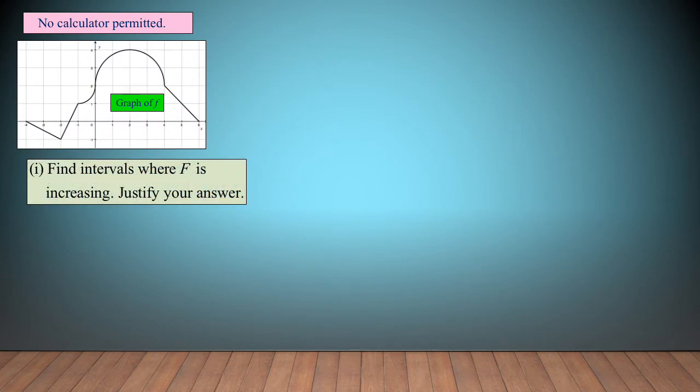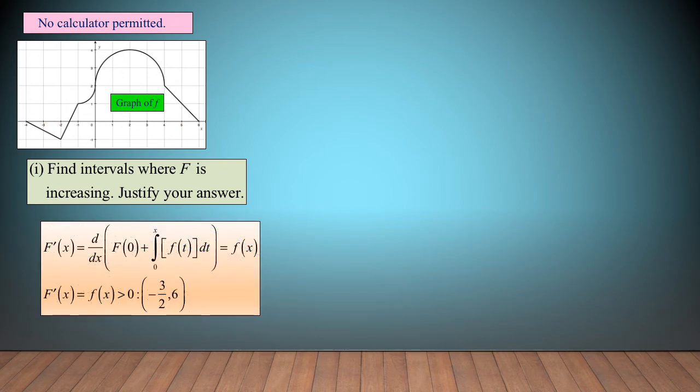Part I asks for intervals where capital F is increasing and a justification is necessary. Whenever you see the words F is increasing, that means you must take the derivative of F. So capital F prime of x is the derivative of capital F of 0 plus the integral from 0 to x of f of t dt. And we know that the derivative of a constant is 0, and the derivative of the accumulation function is simply f of x. So capital F prime of x is equal to little f of x.